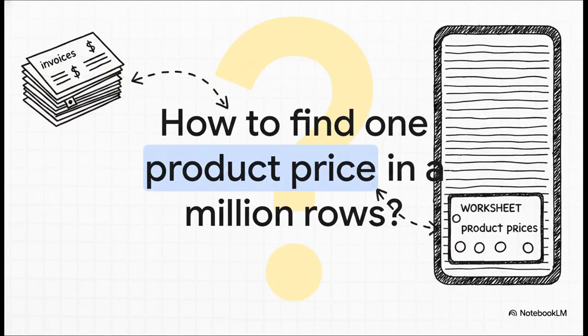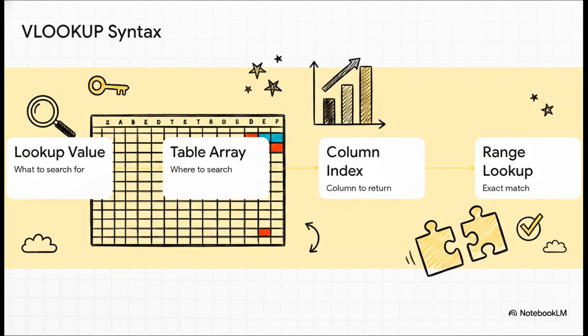So imagine you have a massive list of invoices, but the product prices are on a totally different worksheet, buried among a million rows. How do you pull the exact correct price over without manually scrolling and searching for hours? Well, you use lookup tools.